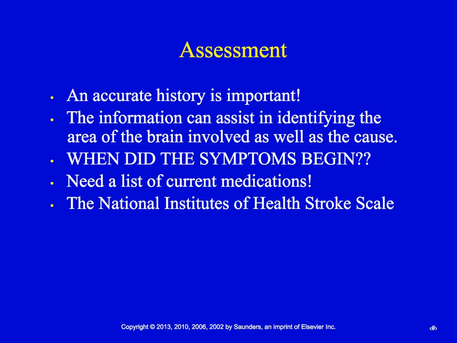There is some important assessment that you should do in a patient that you suspect is having a cerebrovascular accident or a brain attack. An accurate history is important. The first question you're going to ask is, when did the symptoms begin? We need to know how long this has been going on. It can help guide our treatment for whatever's going on with this patient. It can also help us identify where in the brain the issue is. And we need to know what current medications they're on.